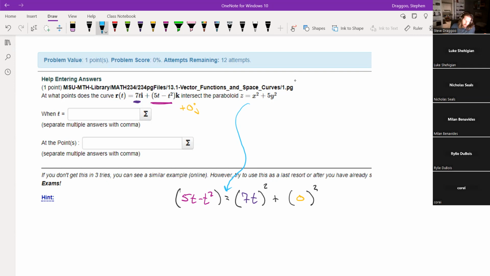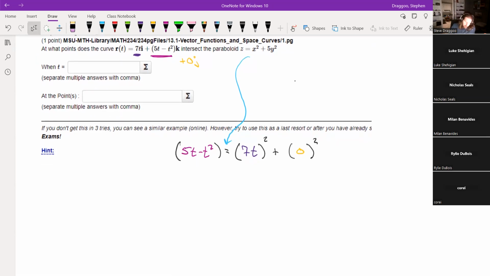So I've turned this thing from a 3-variable problem, x, y, and z, into a 1-variable problem, just t. And since I've only got one equation, I ought to be able to find a value for t. So let's do that. The left side, if I simplify it, really didn't need any simplifying. It was already 5t minus t squared. I'm going to drop my parentheses because I don't really need them anymore. On the right side, I've got 7t squared, which is 49 times t squared, plus 0.